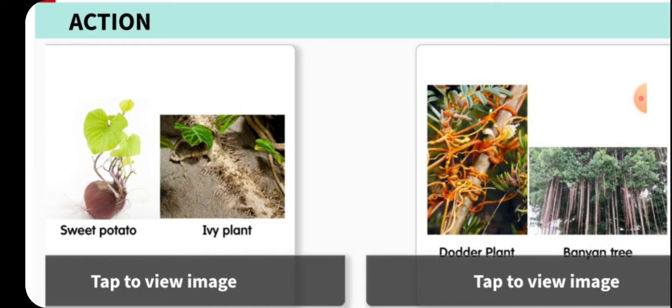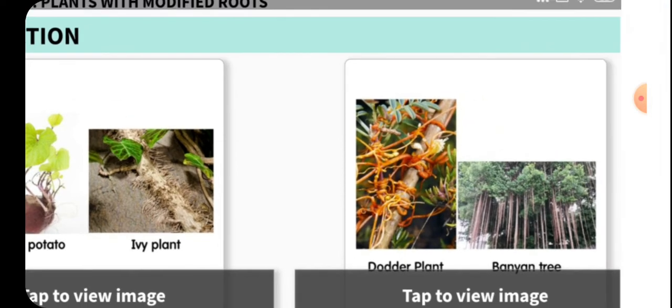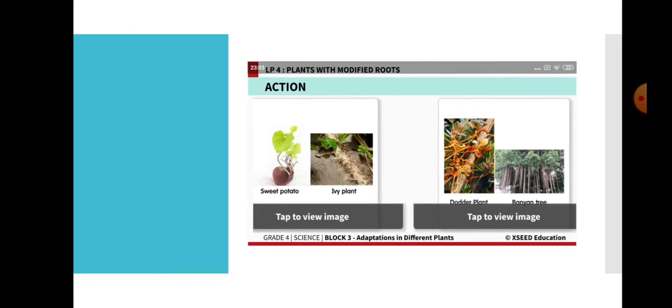These are some different plants that were growing in our surroundings. Have a clean observation of those plants and let us start our class. Now, when you observe these plants, sometimes you will find that the roots present in these plants are completely changing their structure and their function.